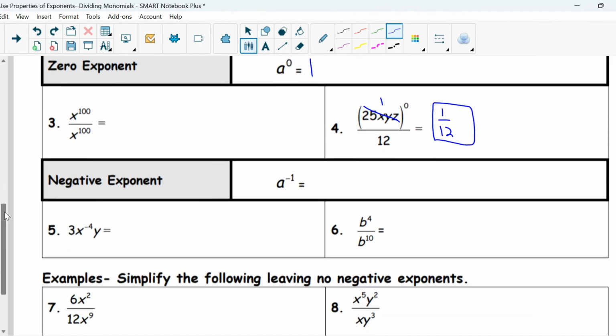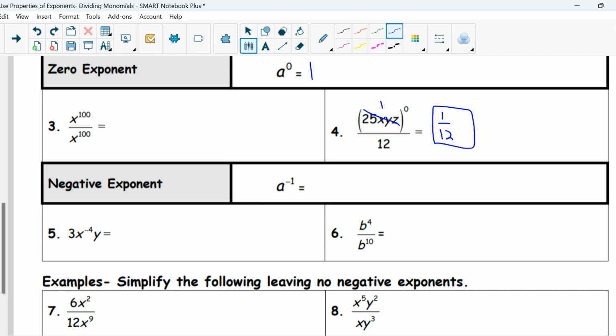Okay? A negative exponent, as I was explaining earlier, becomes the reciprocal. So a to the negative first power flips into the denominator to give us 1 over a, which is just the reciprocal. Okay, so looking at number 6, we can just subtract these right off the bat. So we've got b to the 4th minus 10 power, which becomes b to the negative 6 power. We can write this as a positive exponent by taking the reciprocal. So our b to the negative 6 flips into our denominator, giving us 1 over b to the 6th power.